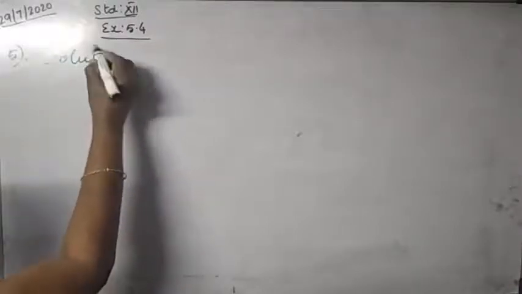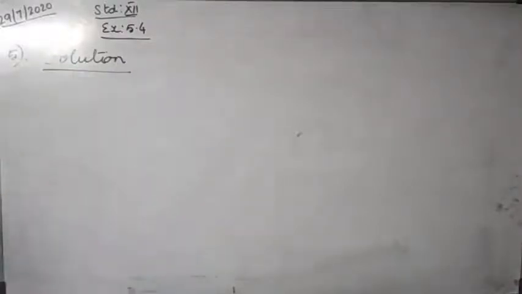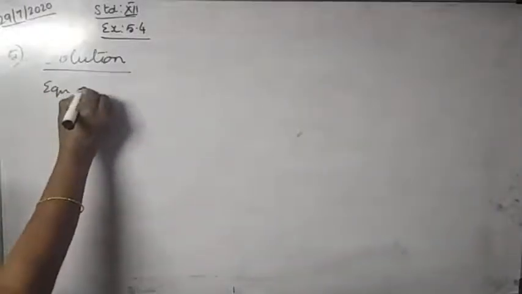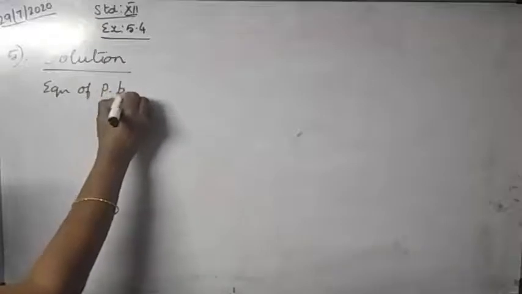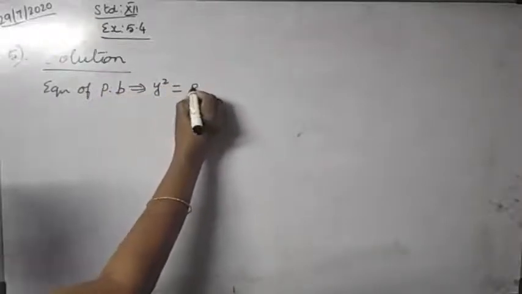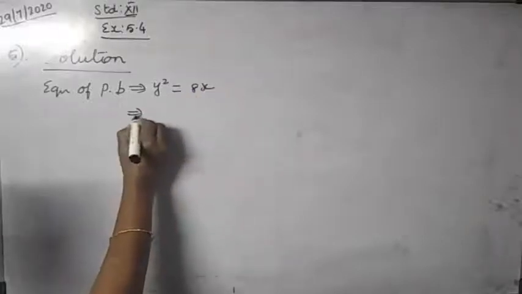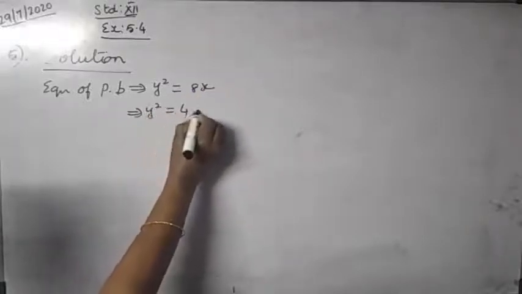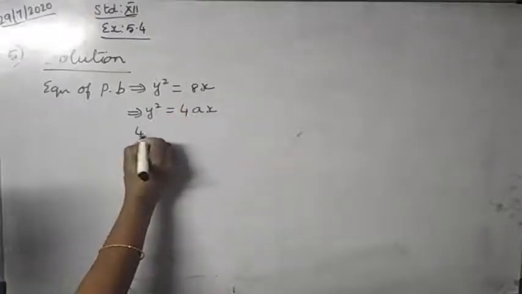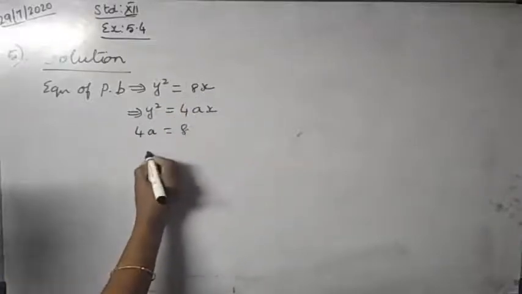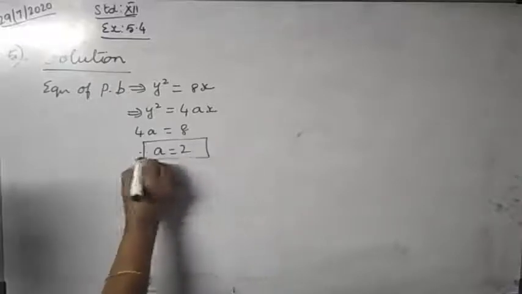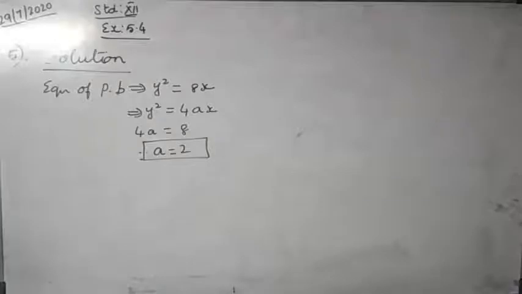So from the parabola equation we can get the value of a. So what is the equation here? It is given. Equation of parabola is y square is equal to 8x. So which implies y square is equal to 4ax is the general equation. Equate this, 4a is equal to 8, therefore a is equal to 2. So a is equal to 2.